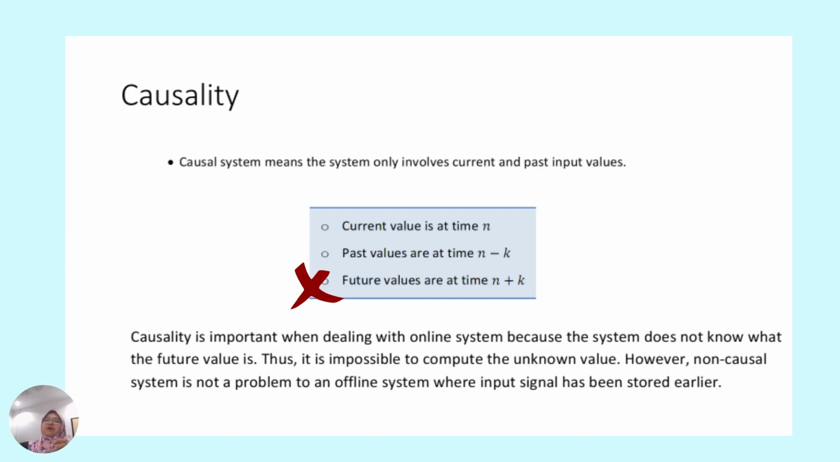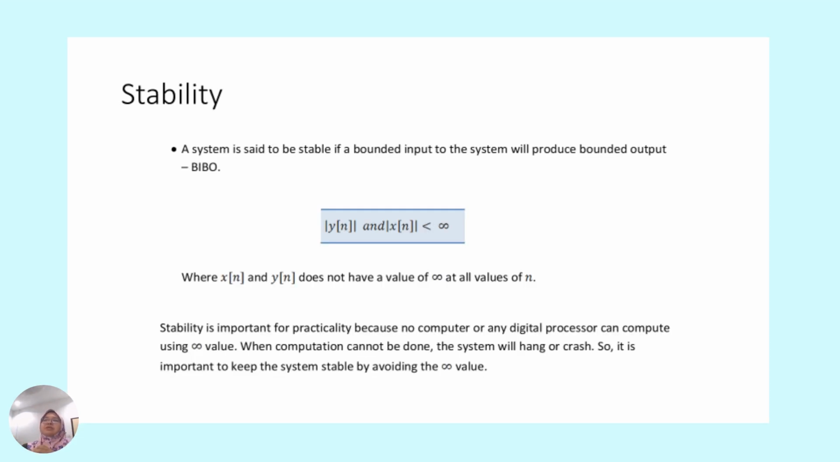And then we looked into causality. Okay, so causality involves current and past input values. So basically any future values we do not count as causal. Then we have stability. Basically, if the input is not infinite, then the system is stable because it is bounded, bounded input and bounded output.